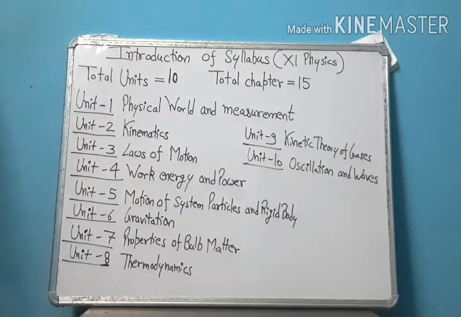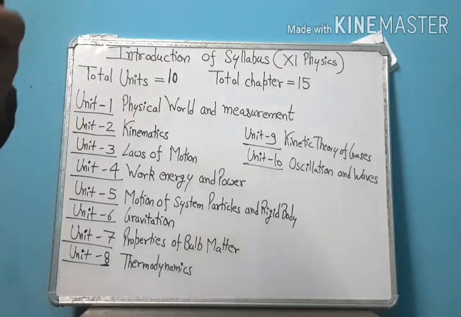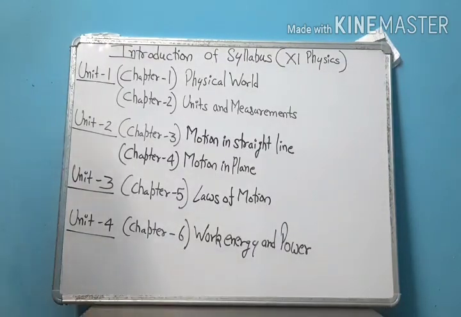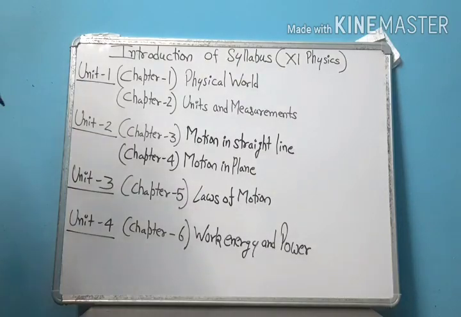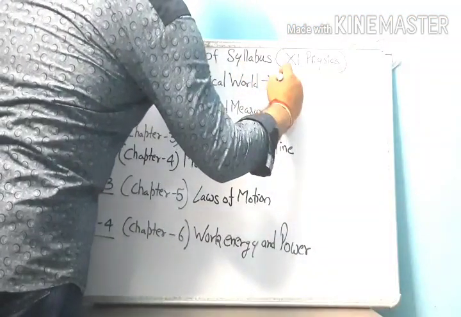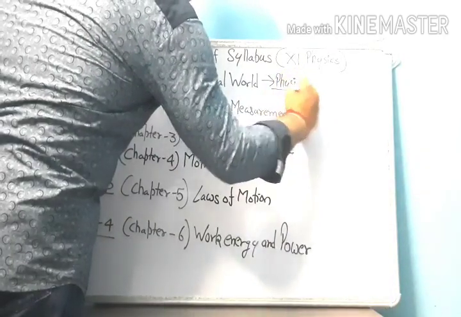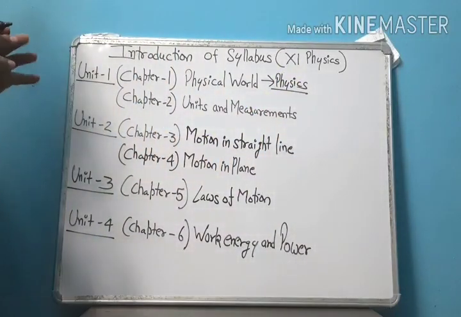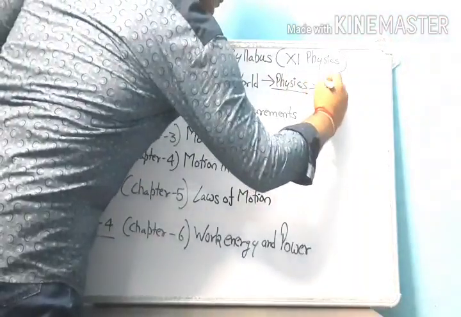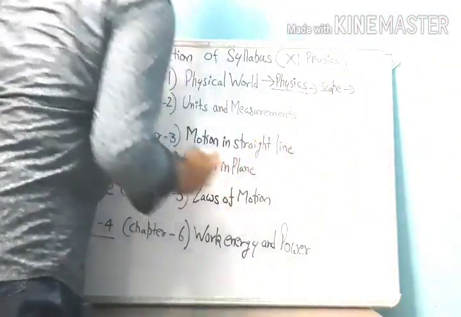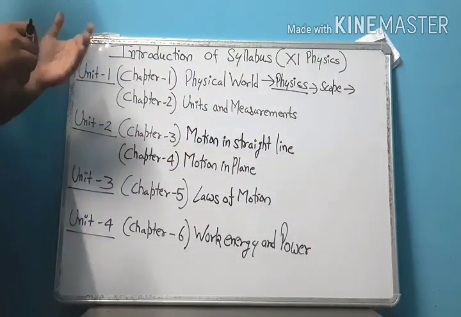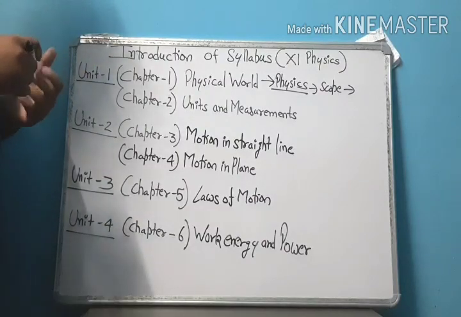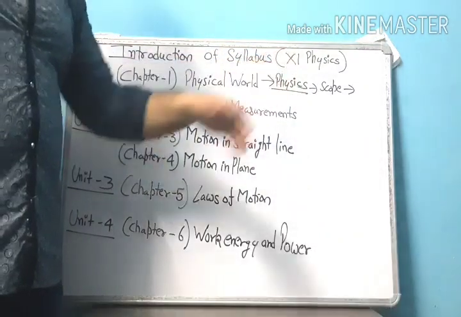Now, these units comprise some chapters, which are as follows. Unit 1 comprises two chapters. Chapter 1, that is physical world. In physical world, what do we have to study? We have to study the meaning of the word physics, the scope of physics, the inventions related to society, and the excitement of physics. In this chapter, we have to study these topics.